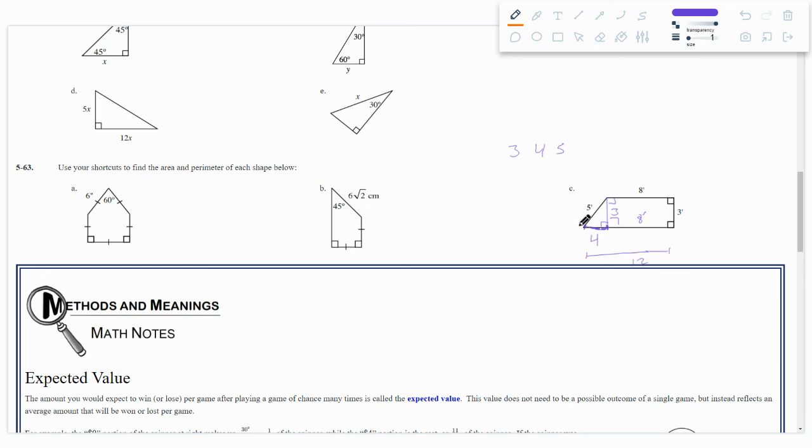So now I have enough information to solve for area and perimeter. Perimeter, pretty easy. We just add the outside. So perimeter would just be 12 plus 5 plus 8 plus 3. That's going to get us about 28.